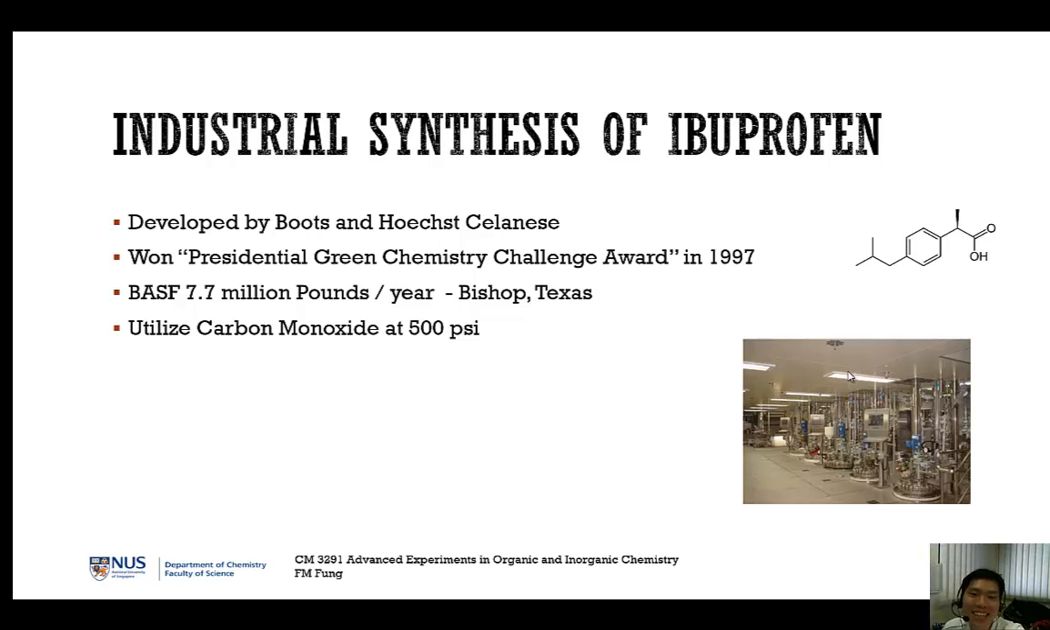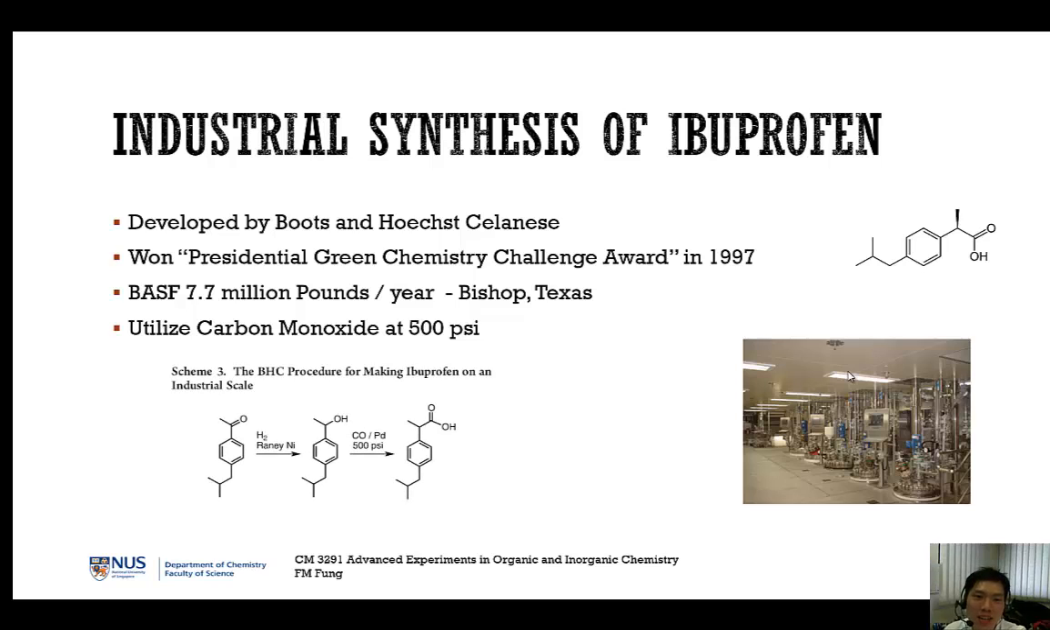It is a green chemistry technique, awarded the 1997 Presidential Green Chemistry Challenge Award given by the US Environmental Protection Agency. This very green procedure is used at a BASF plant in Bishop, Texas, where about 7.7 million pounds of ibuprofen are produced each year. This represents about 20 to 25% of the world production of this very important pharmaceutical.